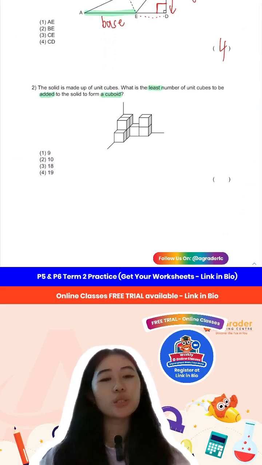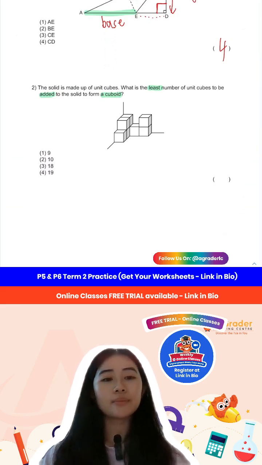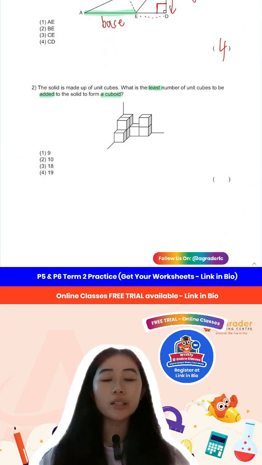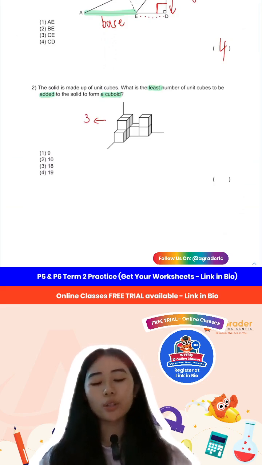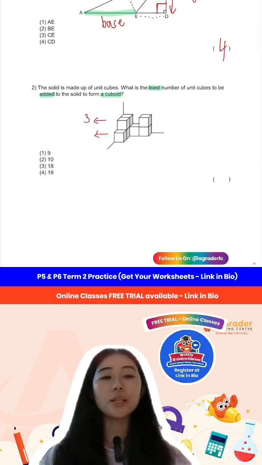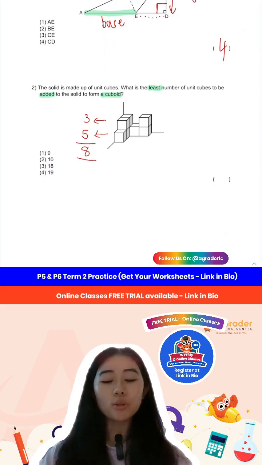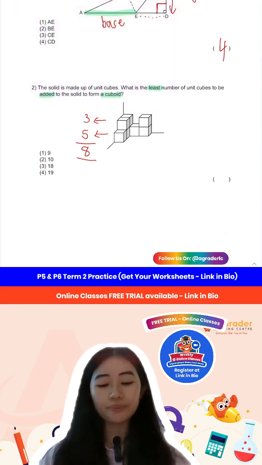Alright, so let's go through this. What you can do is count how many cubes there are right now. Count it layer by layer. So looking at the top layer, you have 3 cubes. And then the bottom layer, there should be 5 cubes. So if you take 3 plus 5, it means that there are 8 cubes right now. So then you're going to add some more cubes to form a cuboid. So you need the measurements of the cuboid.